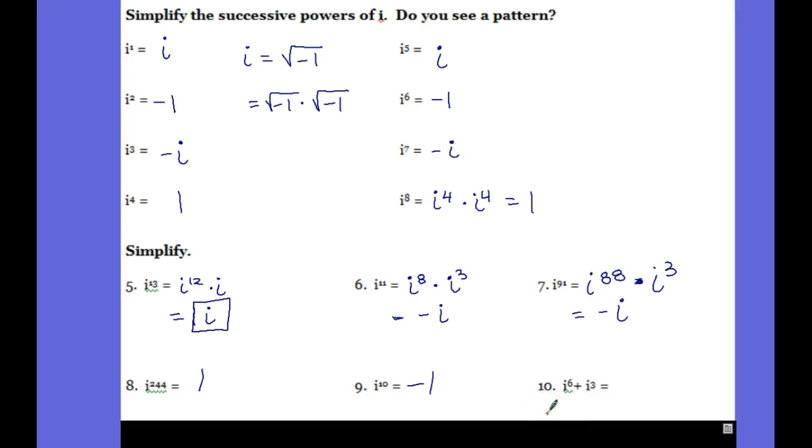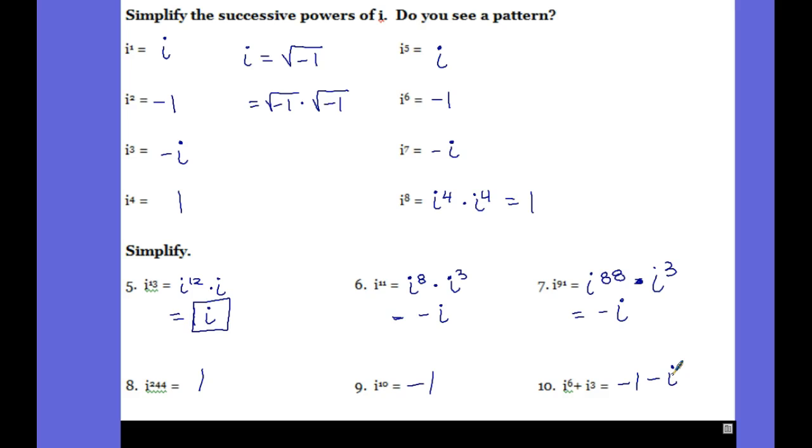Okay, i to the 6. You cannot combine the 6 and the 3 to make this i to the 9th. You have to add them separately. So i to the 6th became what? i cubed becomes negative i. So your answer is negative 1 minus i.